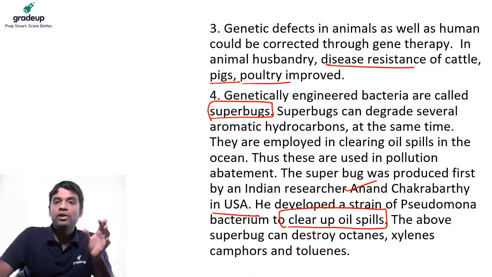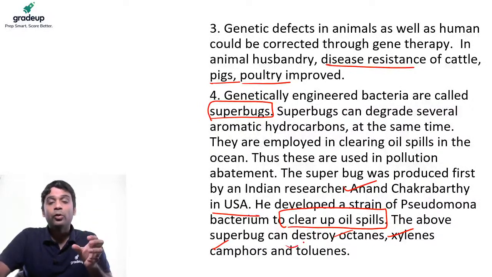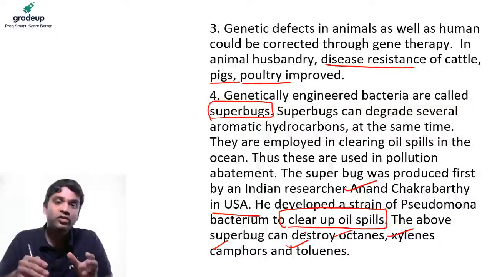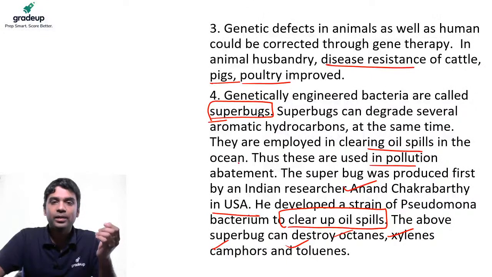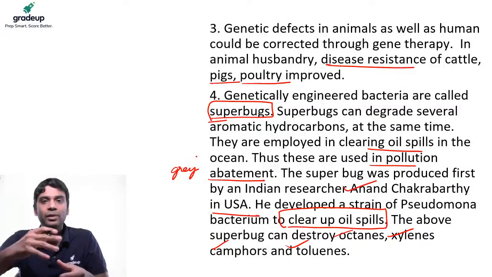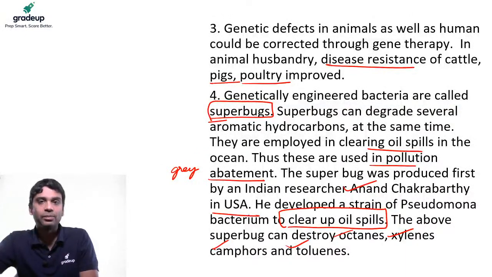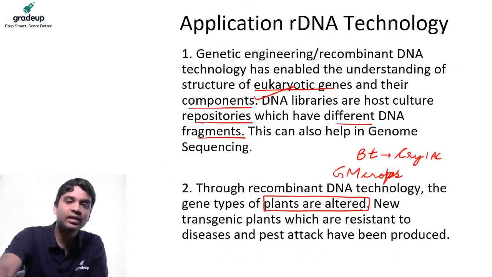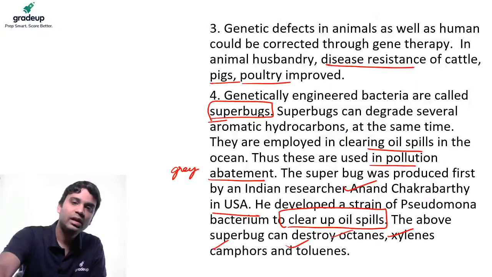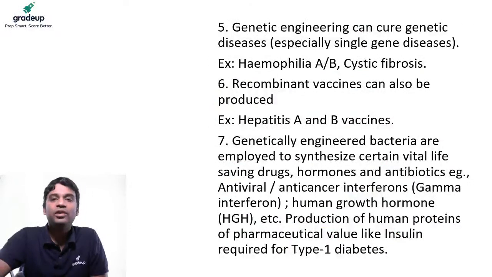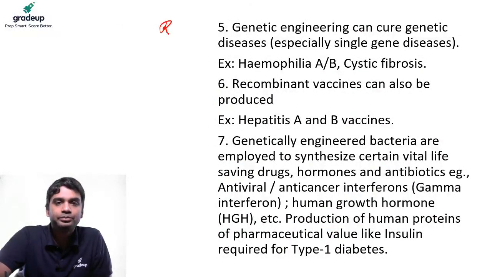So this superbug will go and destroy your octanes, xylenes, camphors, and toluenes, and oil spills can be cleared. Okay, so these are industrial applications. Okay, and pollution abatement. This is something called gray biotechnology, if you want to know. Gray biotechnology is environmental cleaning up. Okay, and the plants we saw, that is your green biotechnology. And in human health, that is red biotechnology.